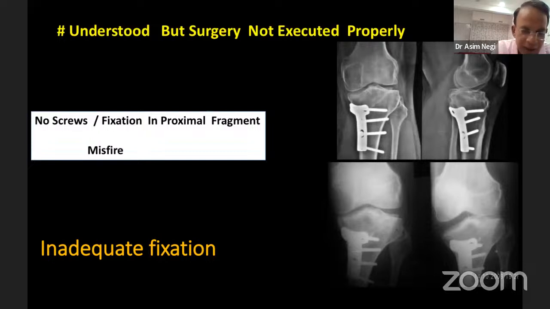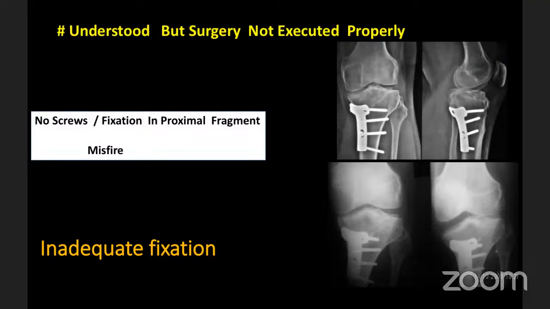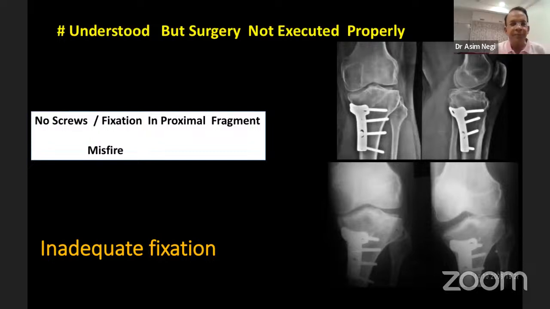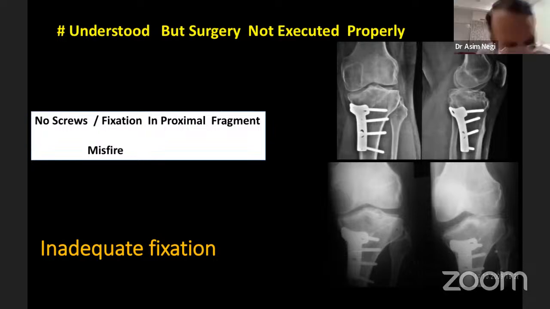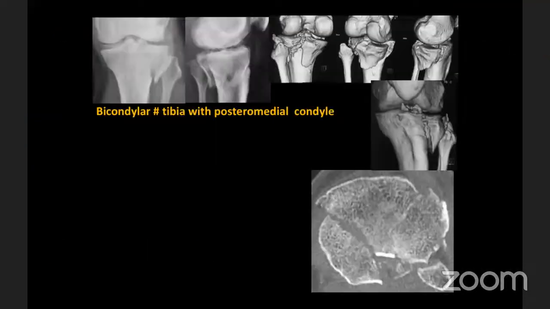In the anti-glide plate, this fracture which I'm showing is actually a two-plane fracture. This fracture cannot be treated with a single plate or a single plane fixation. I will show the example later on. I will come out with all the solutions. So this is a bicondylar tibia with posterior condyle. Still we are with the problems.